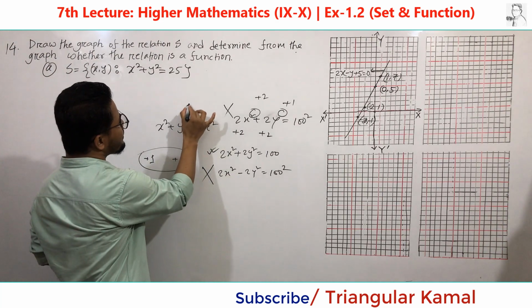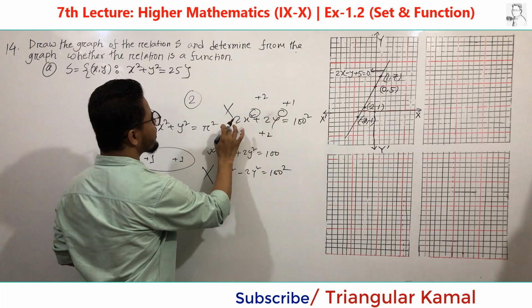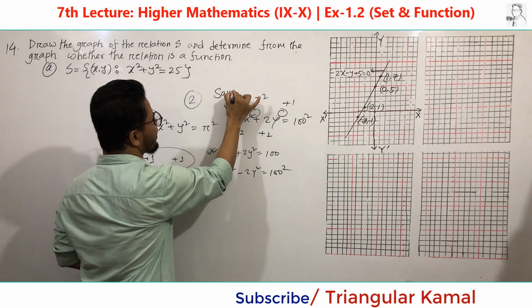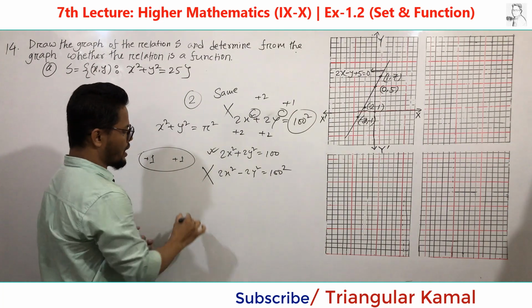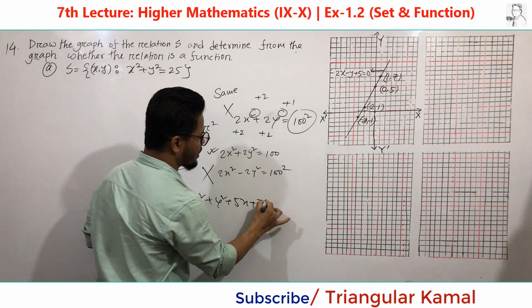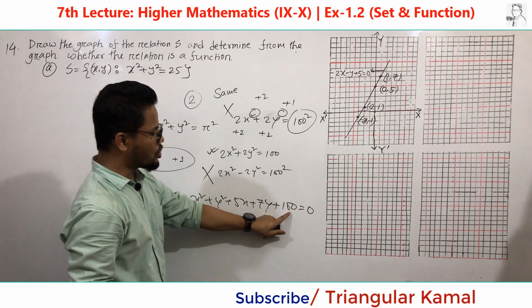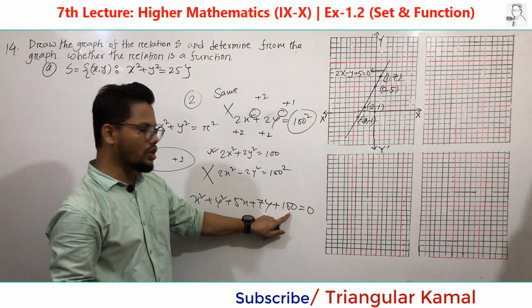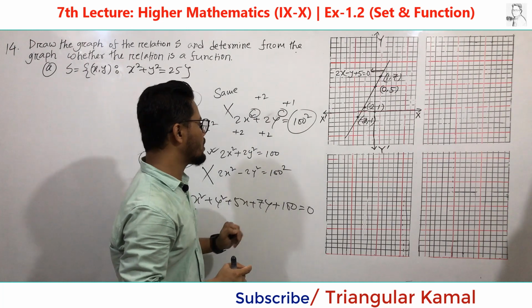The power of x and y will both be 2, and the coefficients of x and y will both be the same. And then the constant part, which has no x and y, like x square plus y square plus 5x plus 7y plus 100. Basically this constant part gradually forms the radius square or r square.